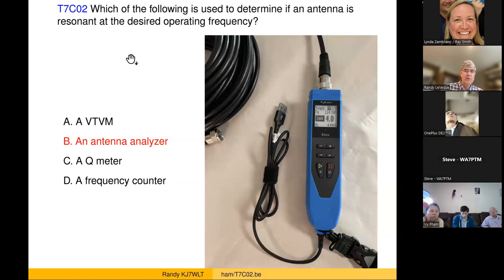But anyway, for this question, just remember that you're trying to analyze your antenna to determine what the SWR is, which is a measure of how well it works at a particular frequency. This particular one has a USB that you can plug into a laptop, so you can make nice plots of how the SWR varies with frequency, for example.